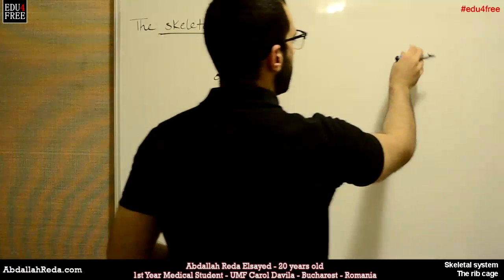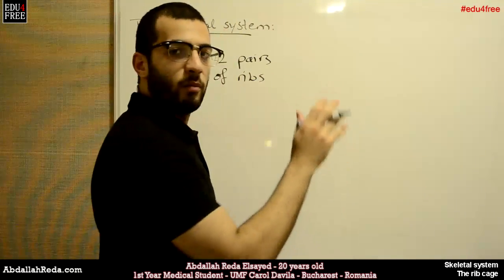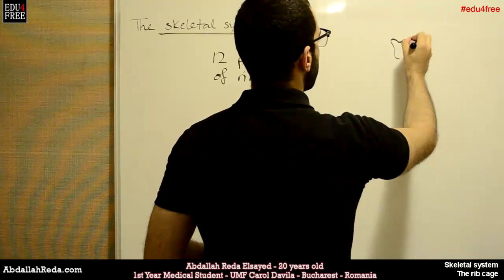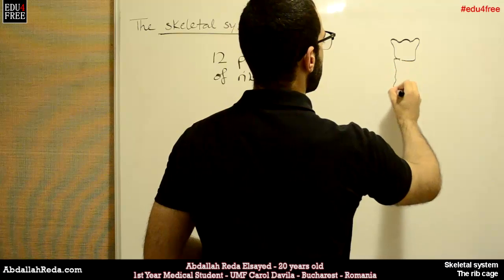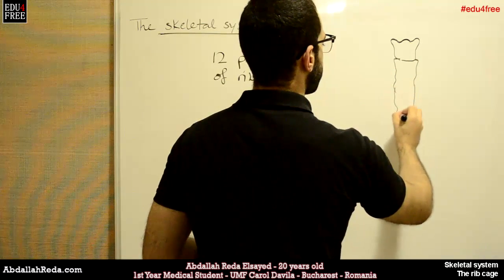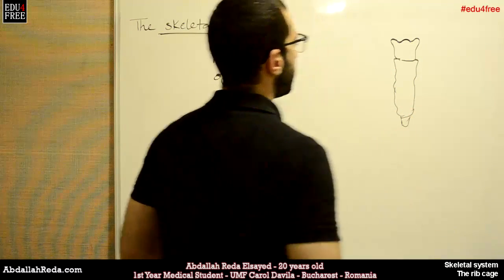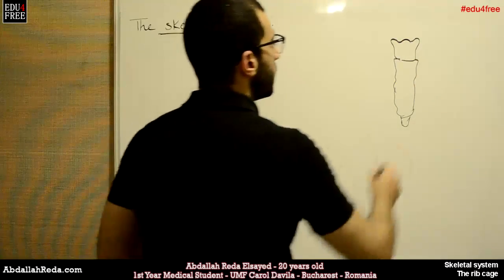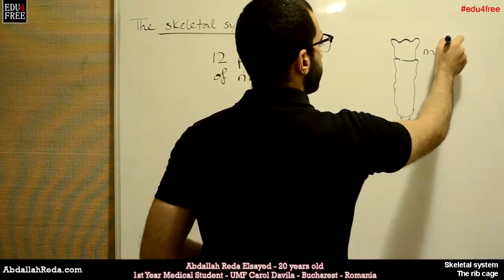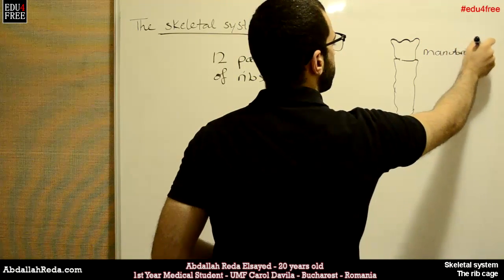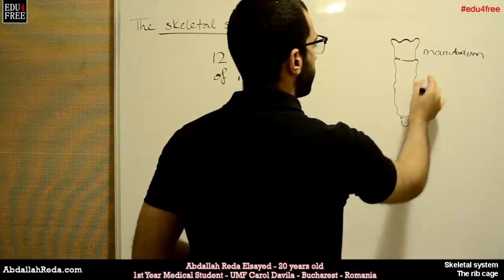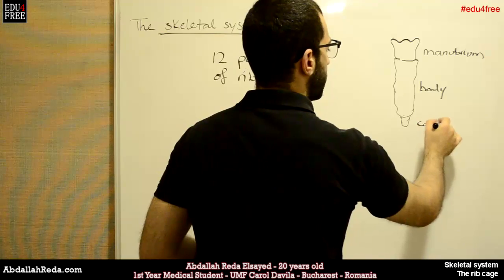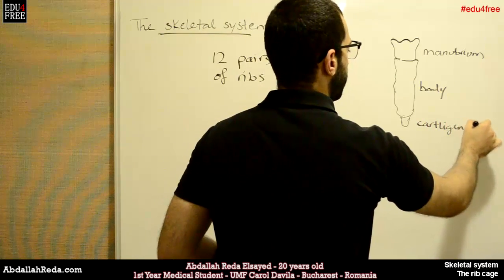So we have a point of connection, a bone in the middle, which is called the sternum. And the sternum looks like that. So it has this part in the beginning, which is called the manubrium. So, manubrium. And then we have the body of the sternum. And then we have a cartilaginous part, a part made out of cartilage.